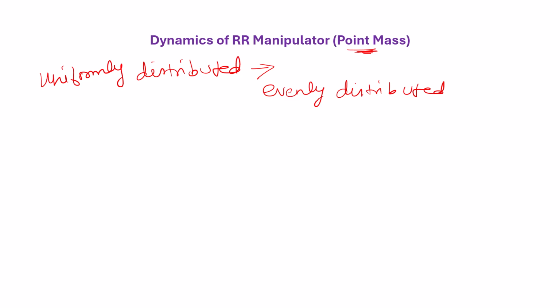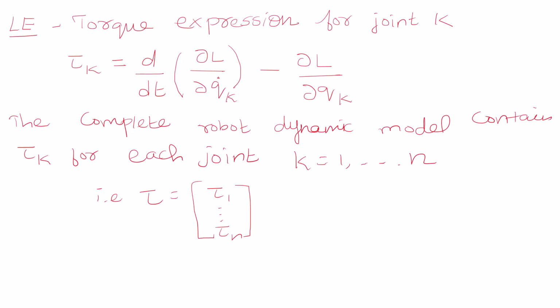So that is the difference in making the assumption on whether the mass distribution is point mass or uniformly distributed. Now in this session, we'll be deriving the dynamics of the RR manipulator by considering point mass. We are going to use the Lagrangian Euler formulation for the derivation.